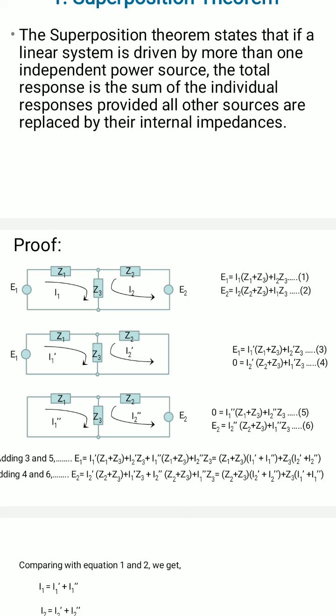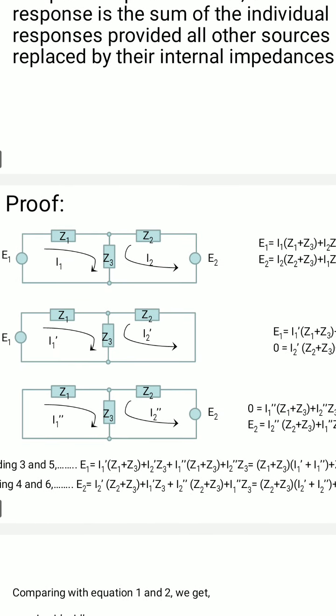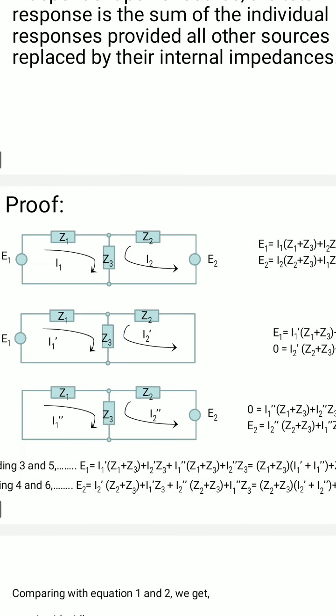So replace E2 with its internal impedance, which means the internal impedance is 0 there, so you just short circuit it. The second figure is without E2. Now let us find E1 there. Now the current will be different, isn't it? The current through Z1 will be I1 prime and through Z2 will be I2 prime. So the current through Z3 is I1 prime plus I2 prime.